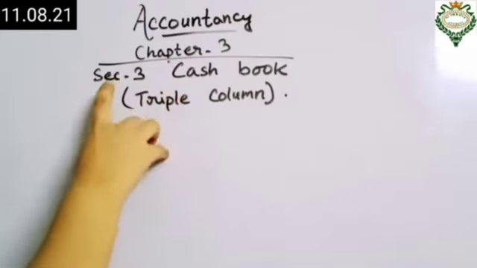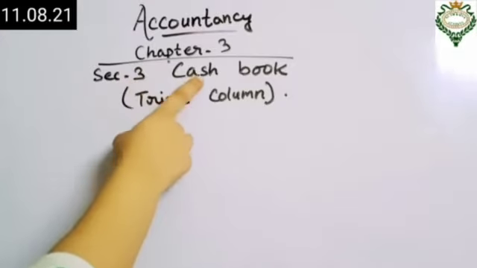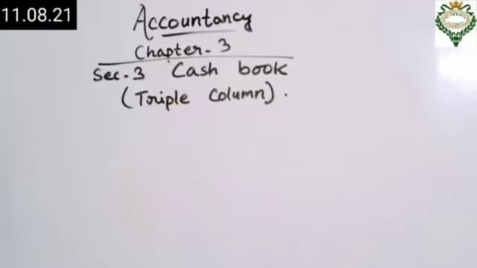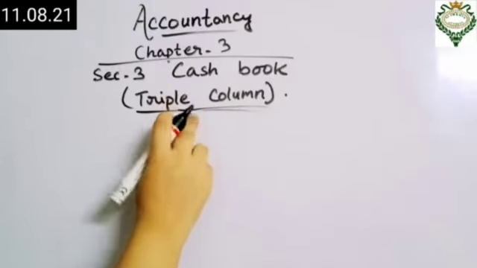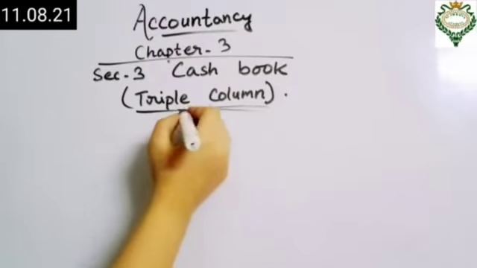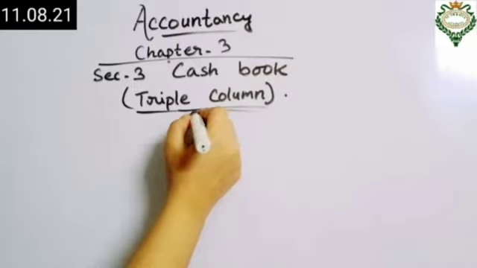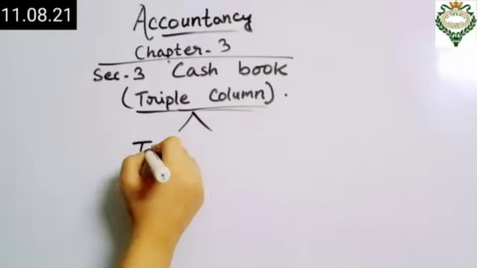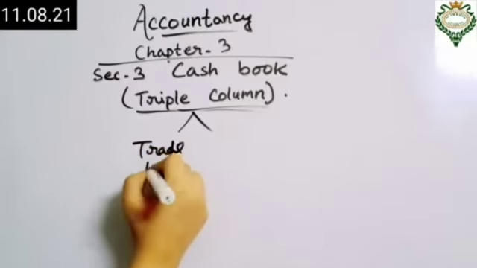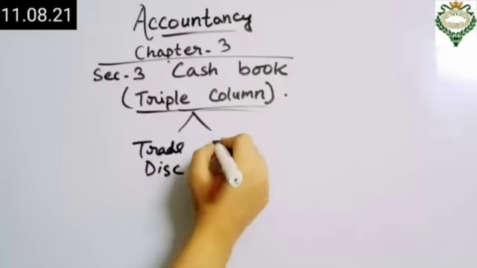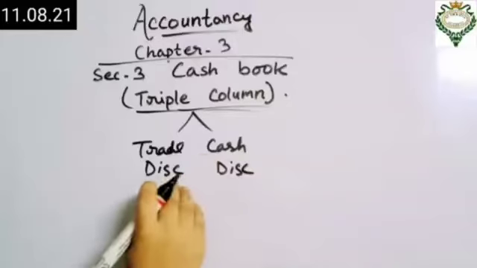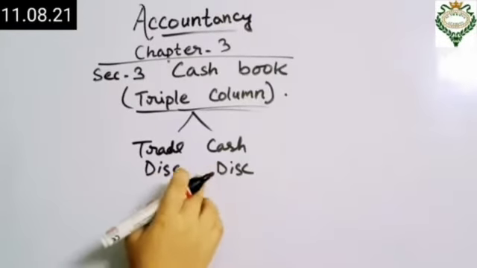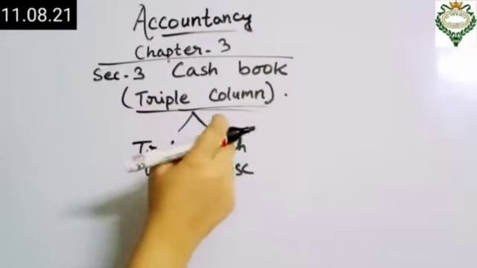Today we shall be continuing the same chapter, chapter 3, recording of transaction and preparation of trial balance, in which we are doing section 3, cash book, and we were doing the triple column cash book. So we will continue this triple column cash book only, and we will get to know much about the trade discount and cash discount. Related to these two, we will be doing the triple column cash book today.